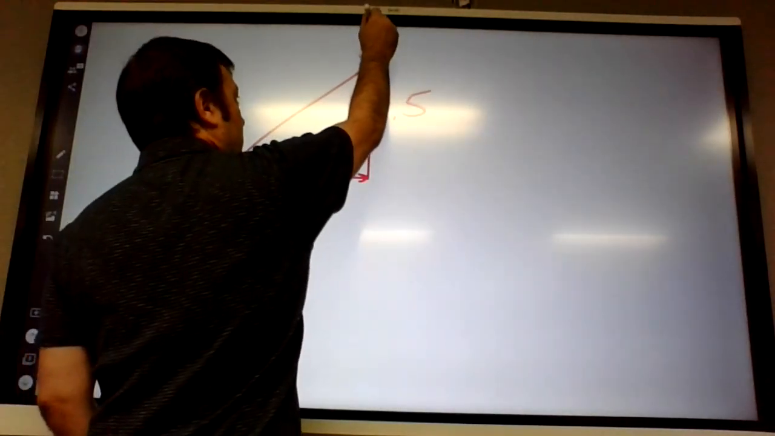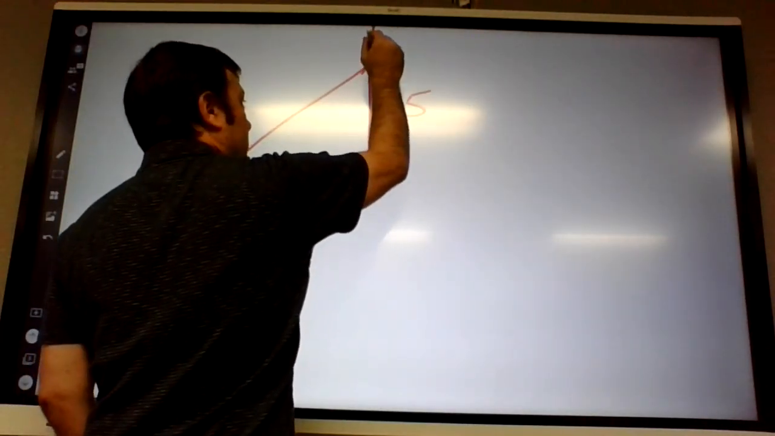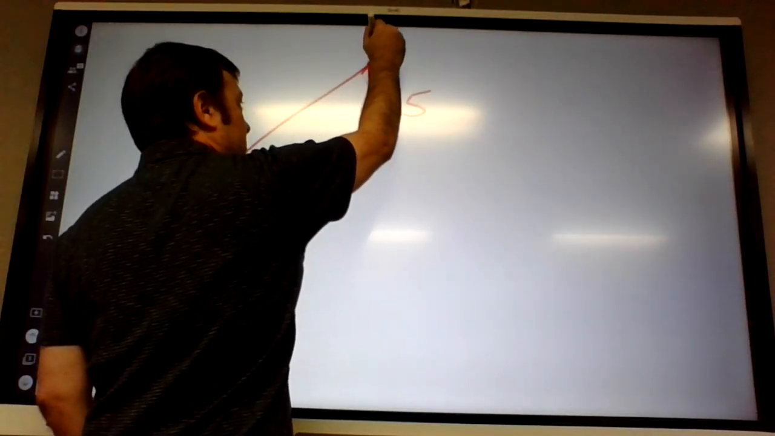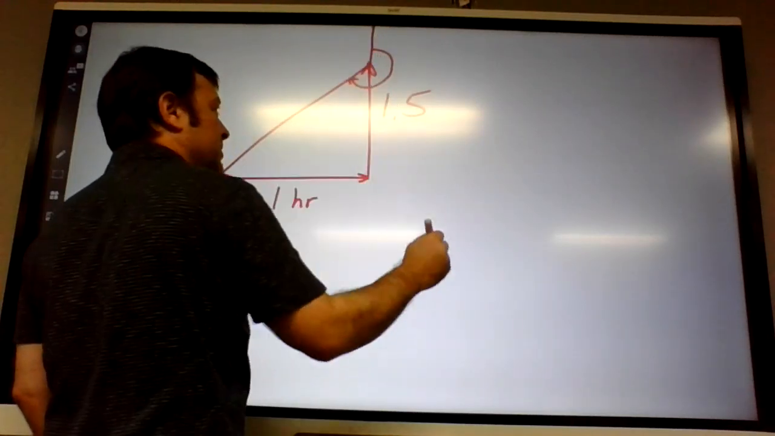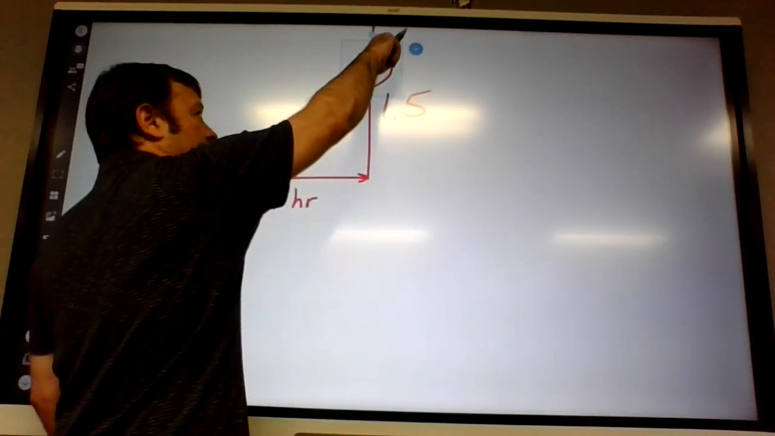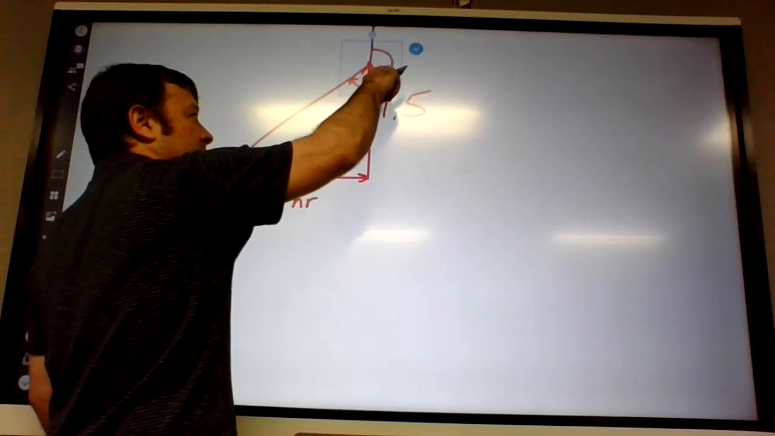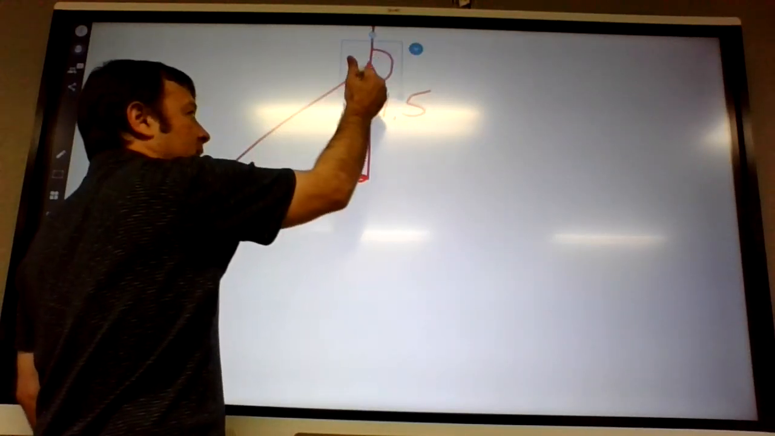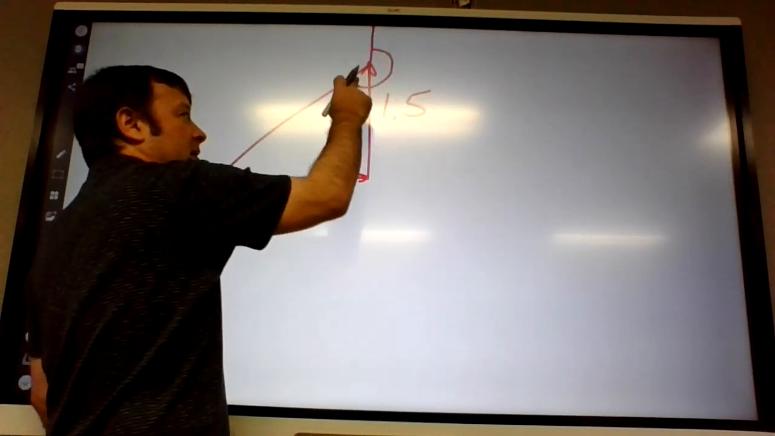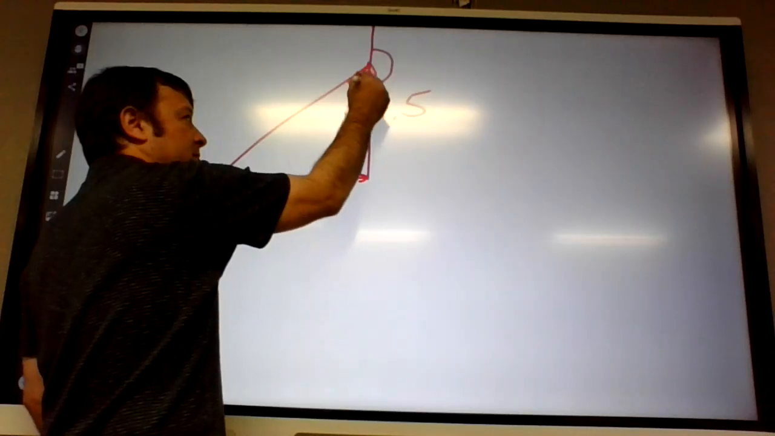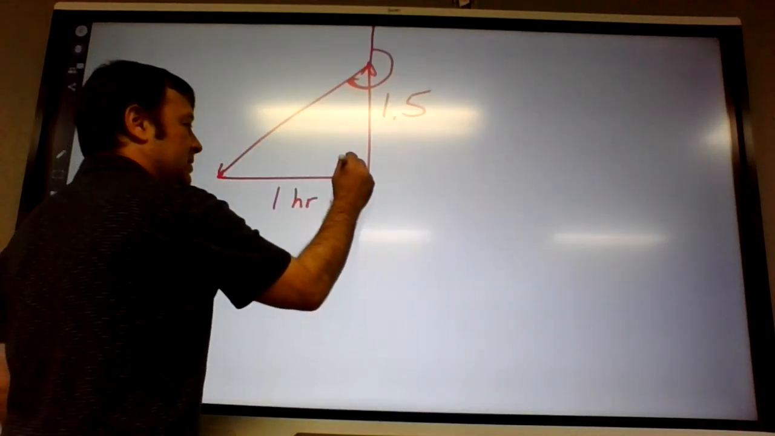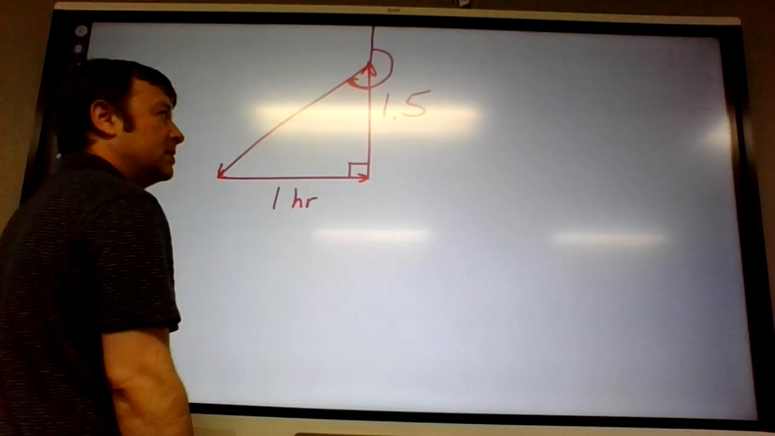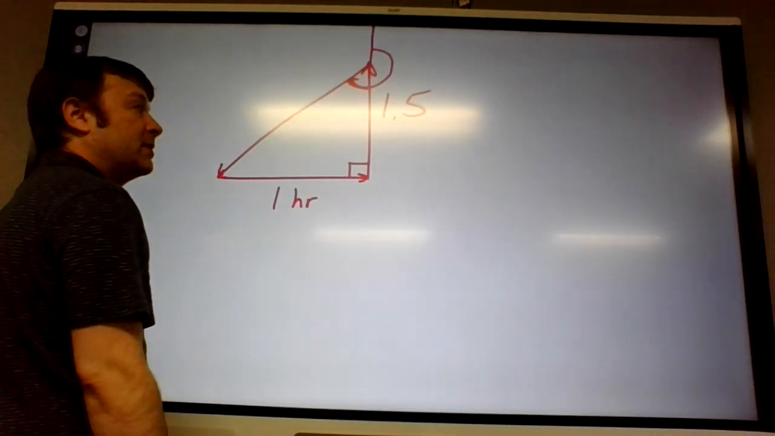So remember that due north is like 0 degrees. So how far from north going clockwise is it? This part from here to here is going to be 180. And so we just need to do 180 plus this angle of the triangle. What kind of triangle is this? 90 degrees. It's a right triangle.